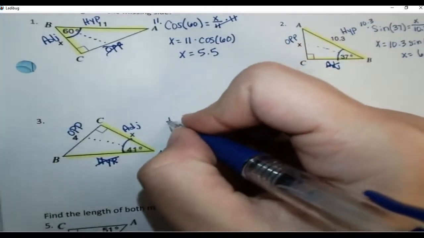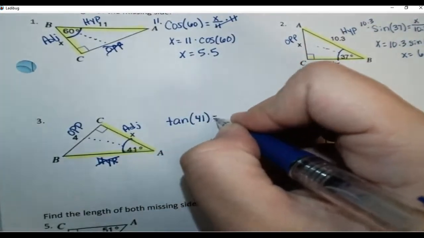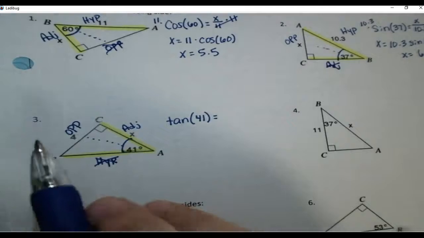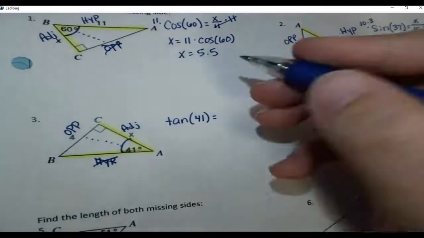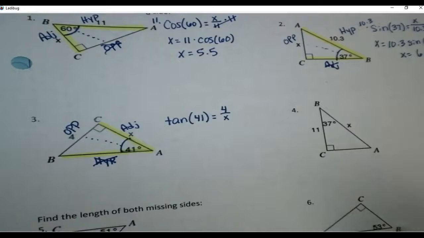So tan of the angle, which is 41. And our ratio is O over A. Our opposite is 4, our adjacent is X. 4 over X. Questions? What's different about this one? Good. The X is on the bottom.